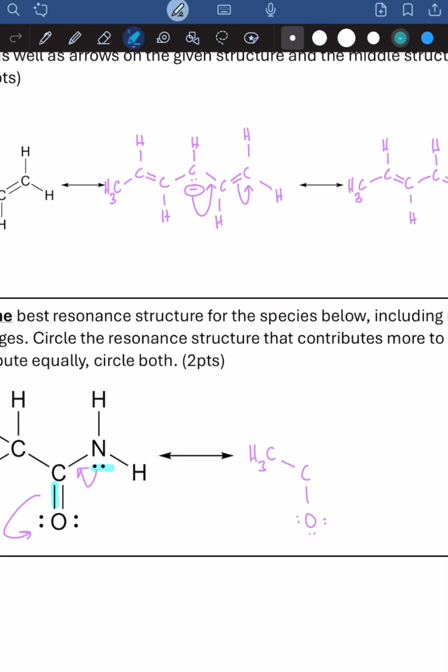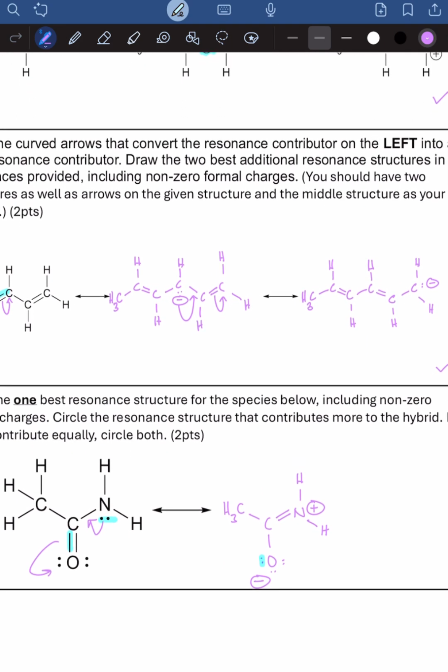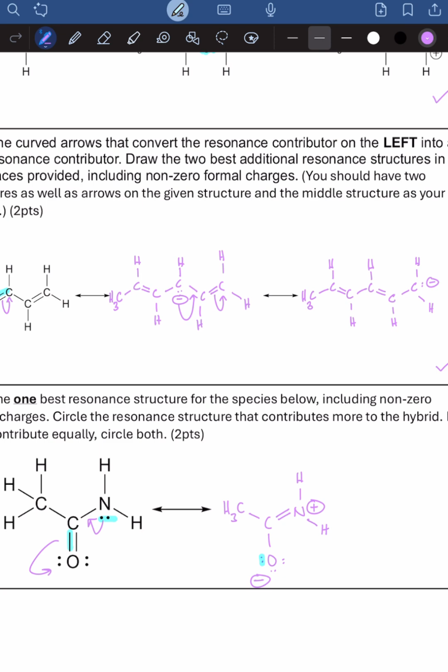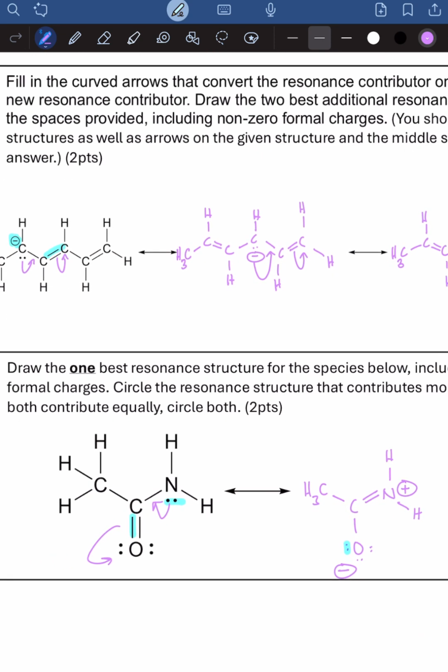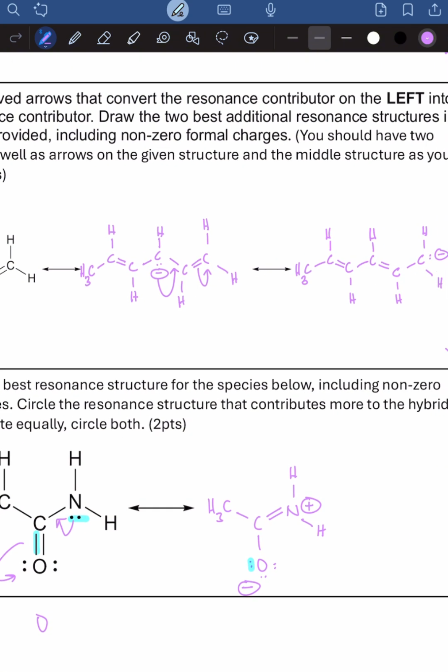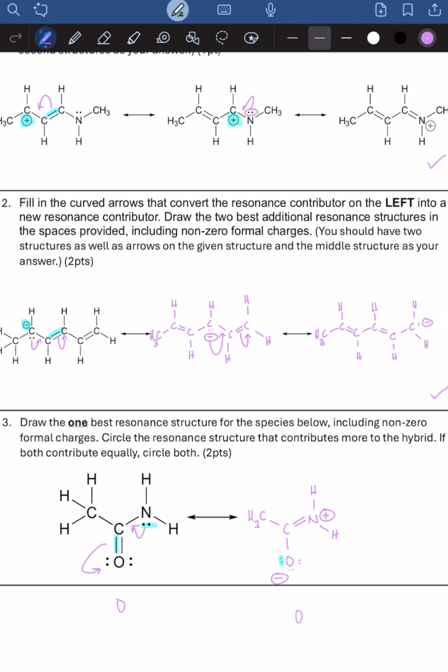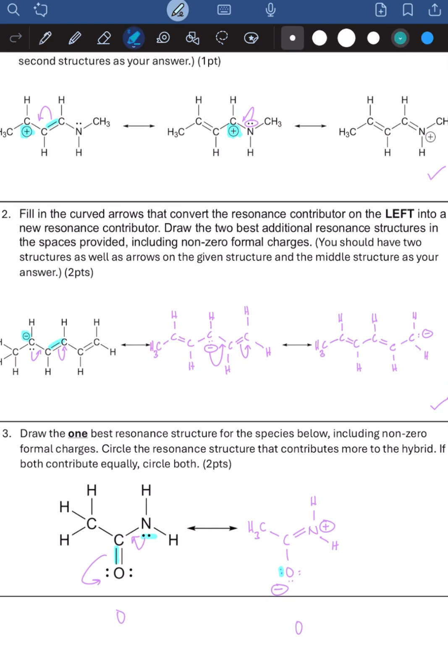I'm going to highlight the electrons that moved, and remember to keep the charges the same. Over here, this is going to be a double bond, and this one is going to keep a positive charge. So now this is the best resonance structure, and we can double check that this has a net charge of 0. This also has a net charge of 0, with the +1 and -1 canceling each other out. And if we were asked to circle the best resonance structure, it would be the first one, because a resonance structure without any charges is always going to be more stable than ones that do have charges.